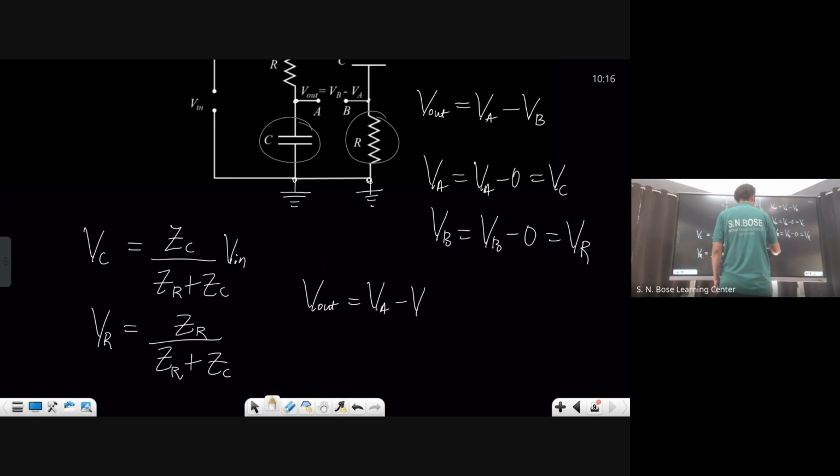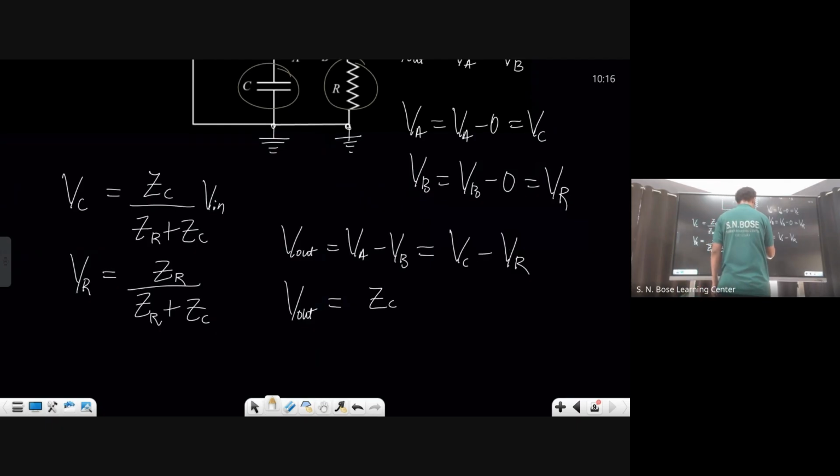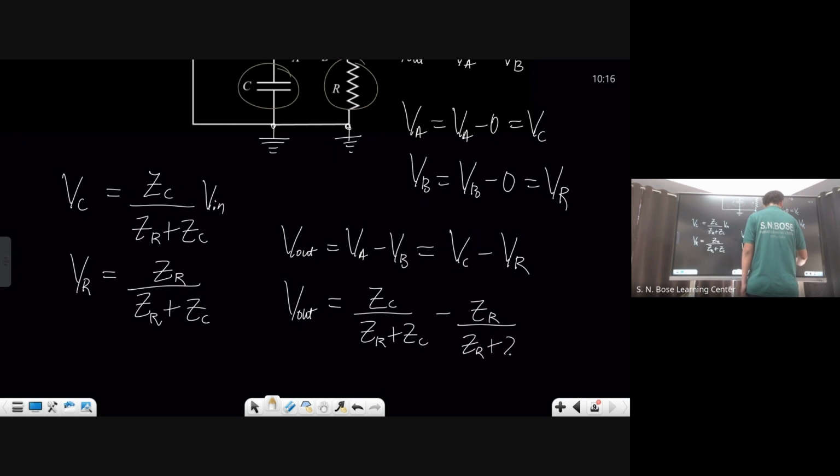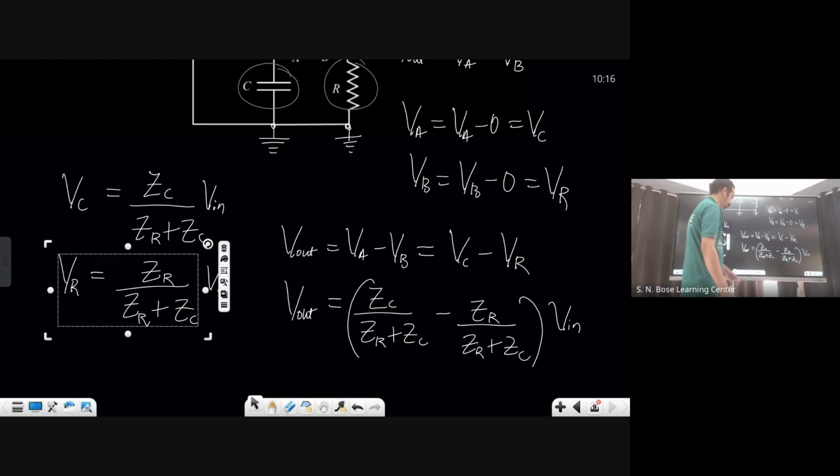VA minus VB. VA minus VB is nothing but VC minus VR, right? VC minus VR. That's why V out is, okay, VC and VR are written. VC minus VR: ZC divided by ZR plus ZC, minus ZR divided by ZR plus ZC into V in. Something is missing, V in here. Okay, fine.